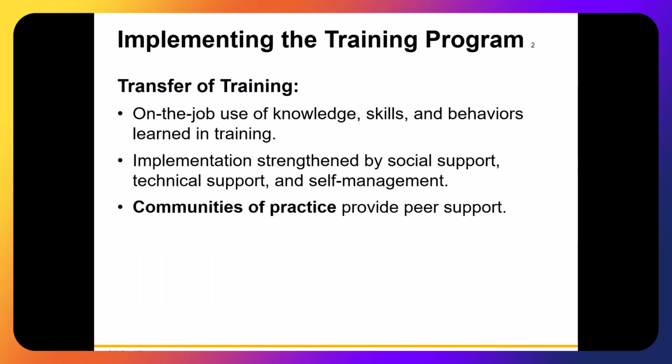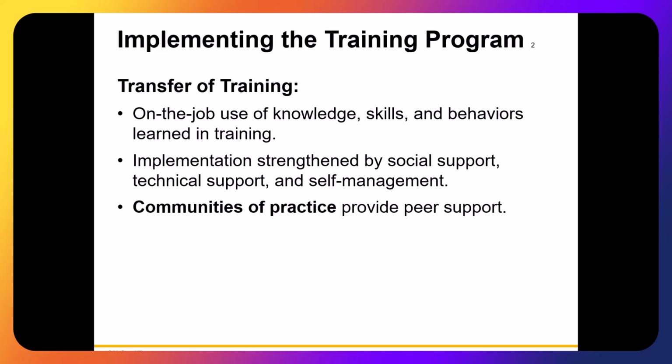Implementing the training program. Now you've got this training program, and you have to implement it. That means on-the-job use of knowledge, skills, and behaviors learned in training. Now they get to put it into action. Implementation is strengthened by social support, technical support, and self-management. This is where the OJT, the manager, and others come in to ensure that someone is grasping this information, and they're there to support them so that whatever they need, they get.